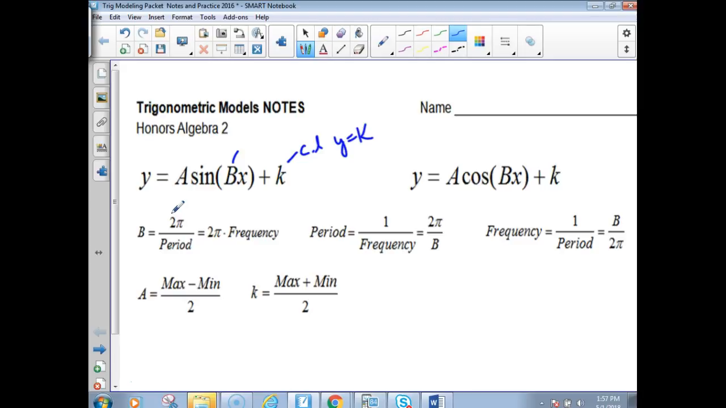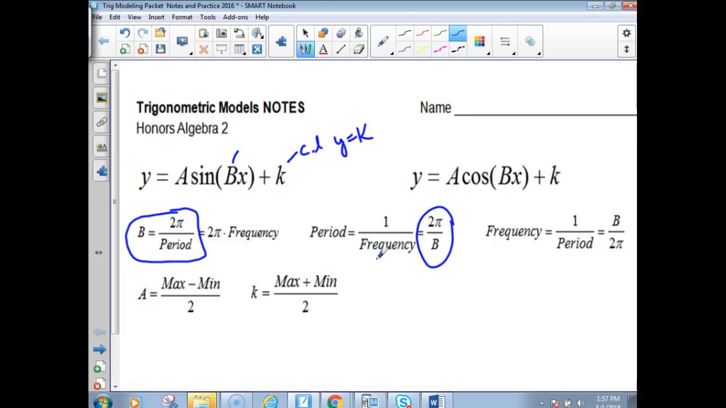We've been using it to find our B value. We've been taking 2 pi, the old period for sine or cosine, dividing by the new period that we see, and that gives us the B value. Because we're going to be writing equations in here, and we're also going to be drawing the graphs, and we're going to figure it out from some data that we're given. We've also talked about the period being 2 pi over B.